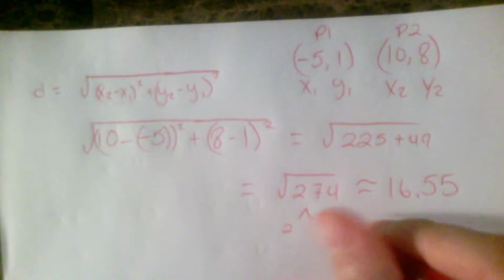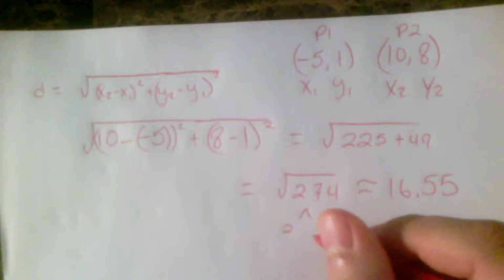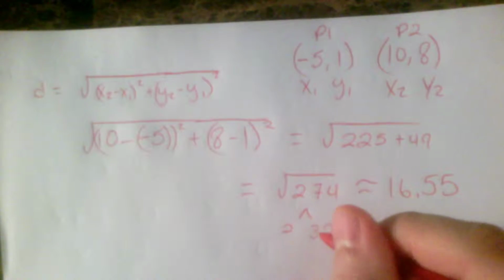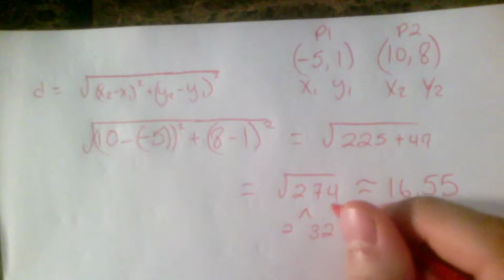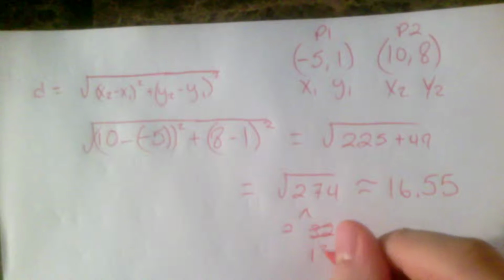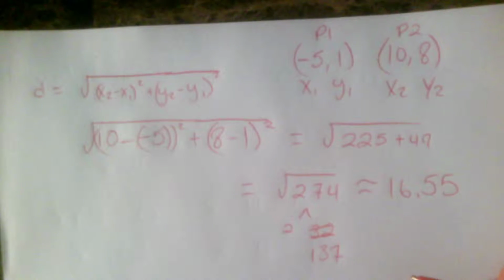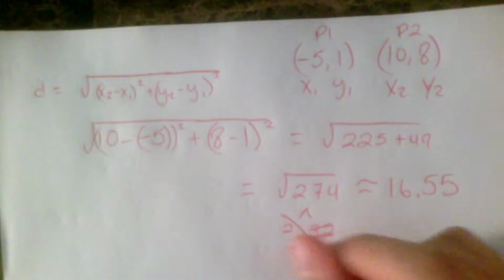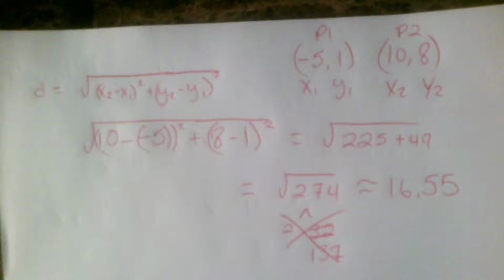Let's see, so this one would be like 2, 3. Nope, that's not right. Sorry about that. 1, 3, 7. So 137. Actually, I think 137 is a prime number. Wow. Okay, well, this one's a bad example. It doesn't really simplify. So, oh well.